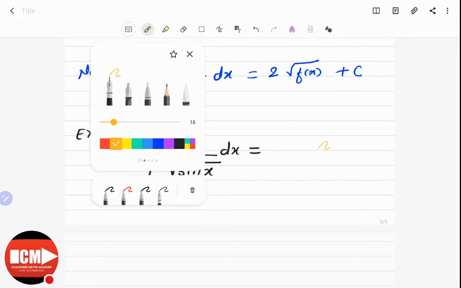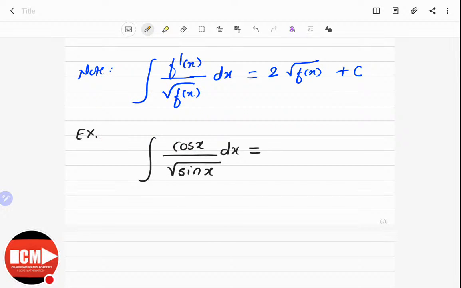Integration of cos x divided by under root sin x. What do you think? What is the answer for this question? Yes, Darshan Patil, Ritu Chandani, Tanmay. Very good, very good. This is the line of thinking that I am talking about.